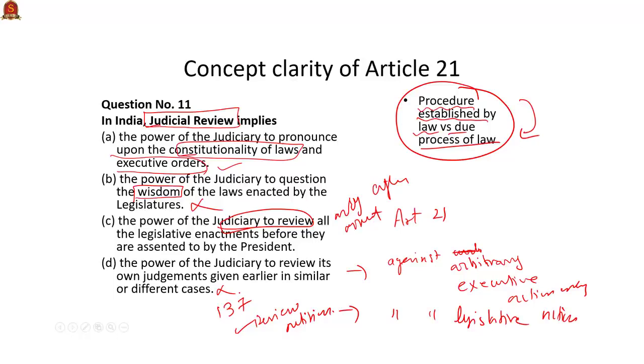This clarity should be there. What is the difference between judicial review and review petition? Now, if they are asking whether we are following procedure established by law or due process of law in India, if they ask under the original constitution, we are following procedure established by law. As of now, Article 21 is based on due process of law. So in the prelims examination, be clear, Article 21 talks about due process of law only. If they give the option, Article 21 deals with procedure established by law in option A, and due process of law in option B, go for due process of law.